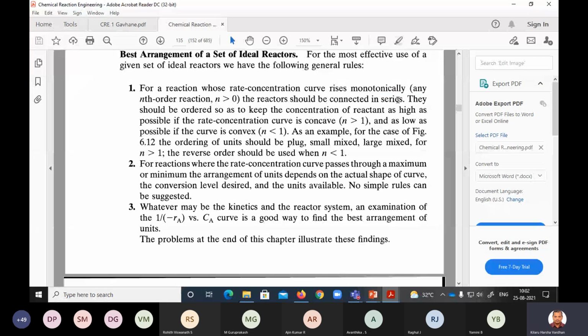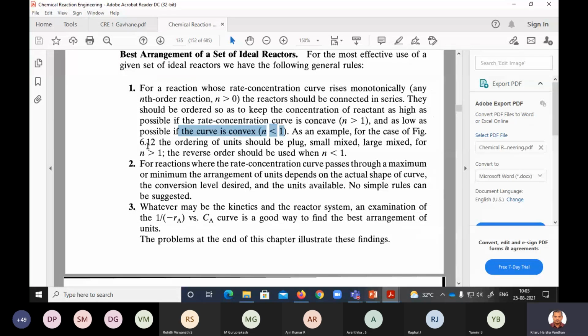The reactors should be connected in series. They should be ordered in such a way as to keep the concentration of the reactant as high as possible if the rate-concentration curve is concave. If the rate-concentration curve is concave, when n is greater than 1, you get a concave curve. For that, the concentration of the reactant should be kept as high as possible, and as low as possible if the curve is convex, when n is less than 1. Concave curve and convex curve.